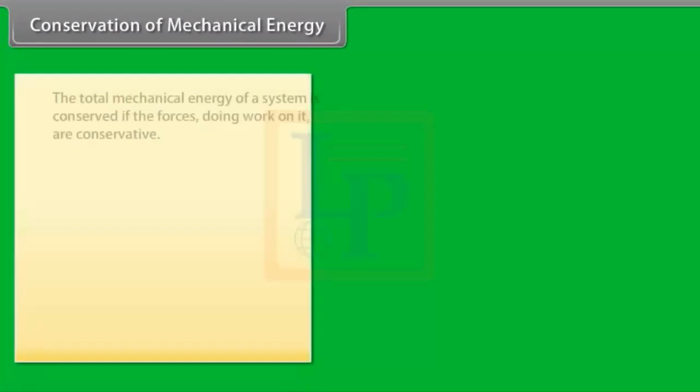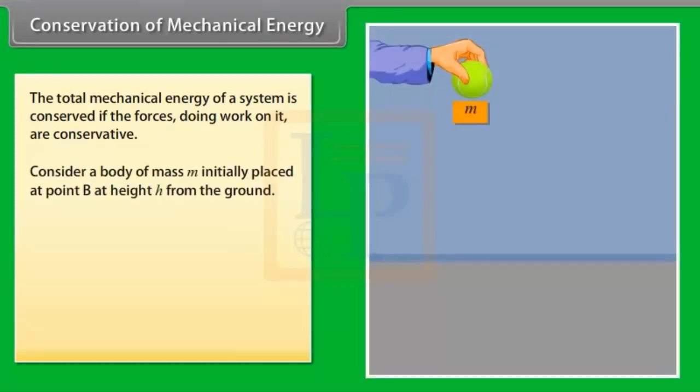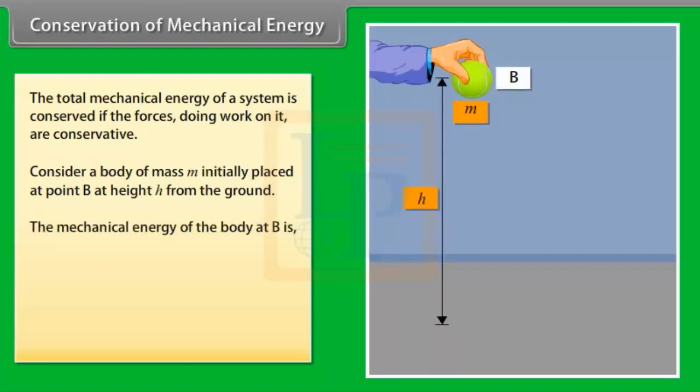Conservation of mechanical energy. The principle of conservation of total mechanical energy states that the total mechanical energy of a system is conserved if the forces doing work on it are conservative. Let us understand it with an example. Consider a body of mass m initially placed at point B at height h from the ground. The mechanical energy of the body at B is equal to kinetic energy of the body at B plus potential energy of the body at B, which is equal to 0 plus mgh.